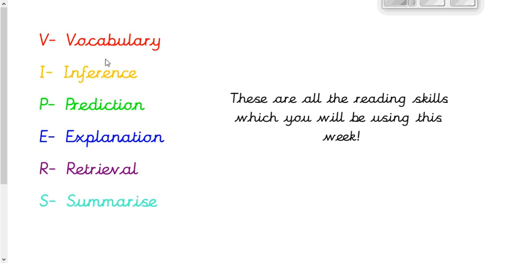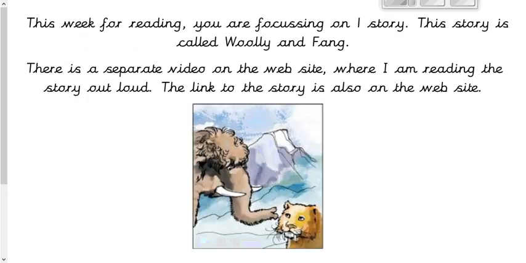Obviously, you will be using all of these this week, and each day we'll be focusing on a different one. So your book for this week, let's have a look, is called Woolly and Fang. You'll have this book for the whole week, okay? Each day we recommend that you read a certain amount of pages, and they are written on the sheet of questions. Above the questions, it will tell you which pages to read, and then the questions below will be based on those pages.